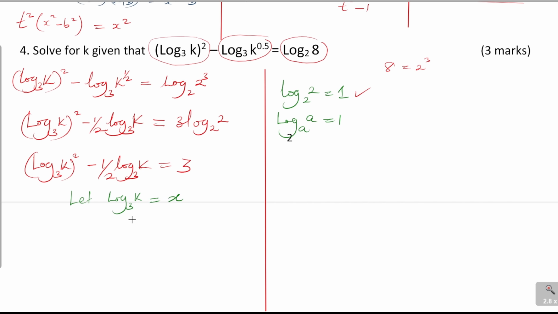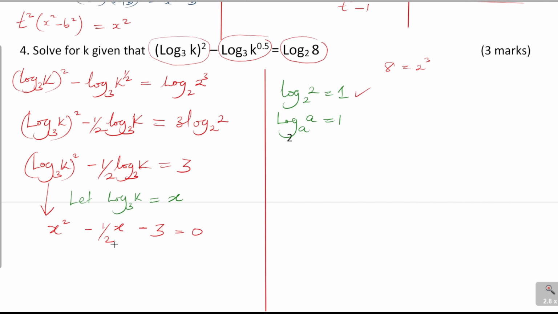If logarithm of k to the base of 3 is equal to x, then logarithm of k to the base of 3 squared will give x squared. So this one will give x squared. Then this one will have a half logarithm of k to the base of 3, that is x. Then subtract 3. We've just subtracted 3 from both sides, and this will give 0.